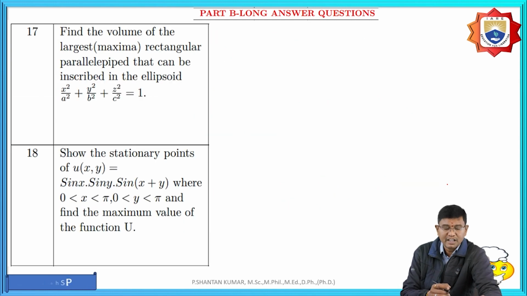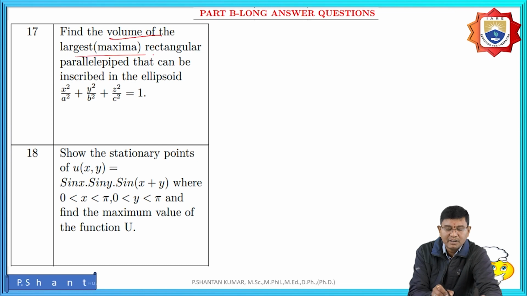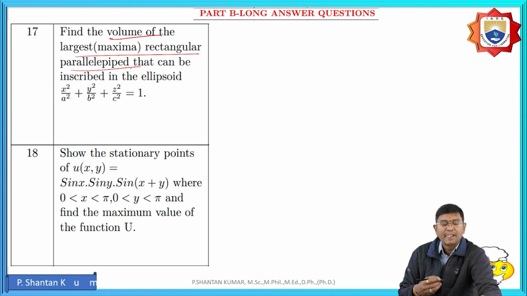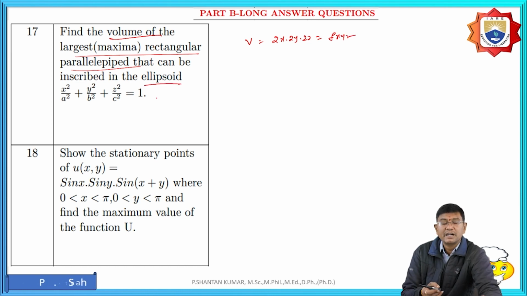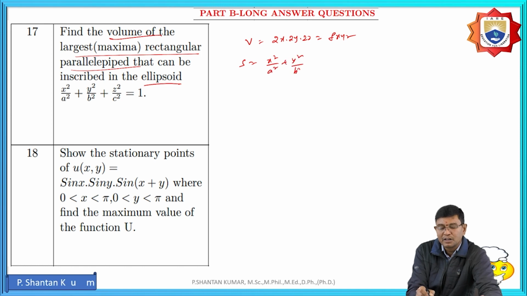And next one, find the volume of the rectangular parallelepiped. The volume is 2x into 2y into 2z, same as previously, that is 8xyz. An ellipsoid is given, whereas in the previous problem it was a sphere. The ellipsoid is x square by a square plus y square by b square plus z square by c square equal to 1.